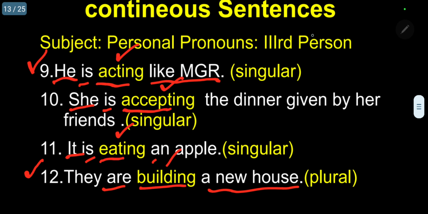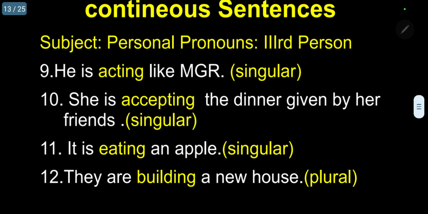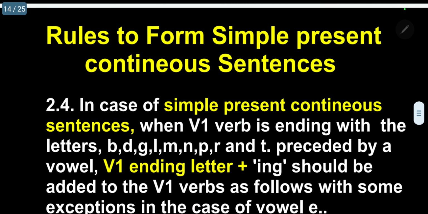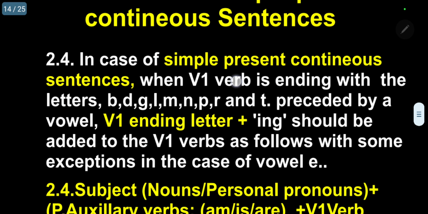I hope now it is very clear for you. So I have indicated all the end letters I am bringing here, starting with B, ending with T. I am using the noun and the personal pronoun for your understanding. Let me go for the next one. Rule 2.4. That is 4.